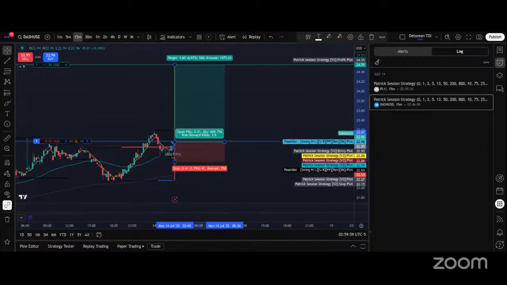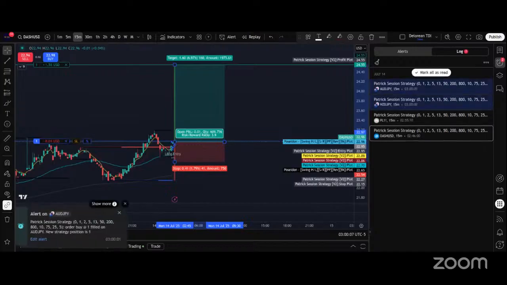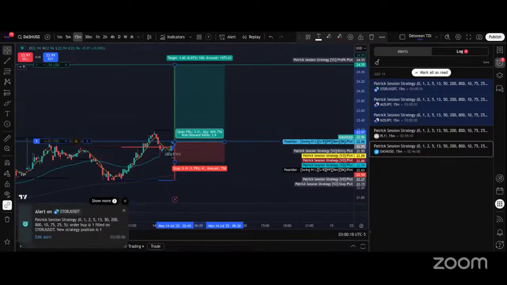And here's your next call. Dash, DASH, versus the United States dollar. 15-minute confirmation, market execution buy, entry price 22.95, stop loss 22.54, take profit $24.55 for 160 pips, and risk reward ratio of 3.90.